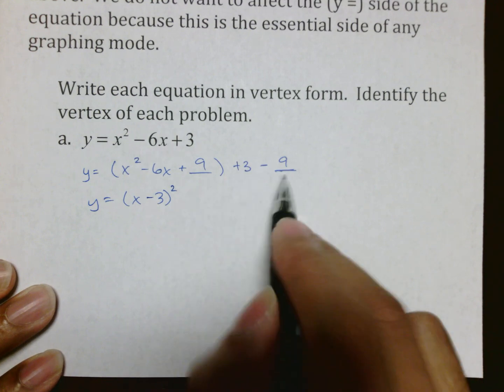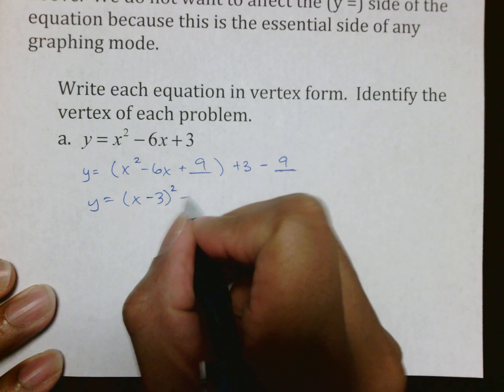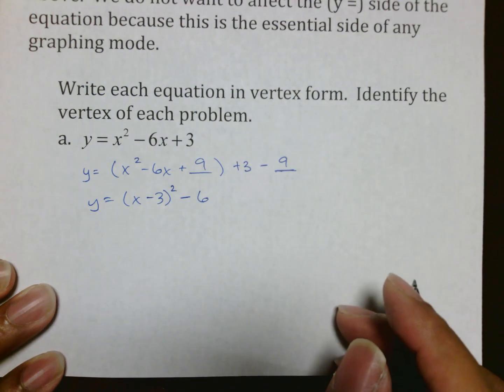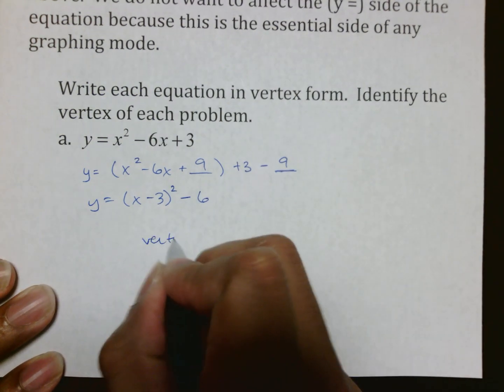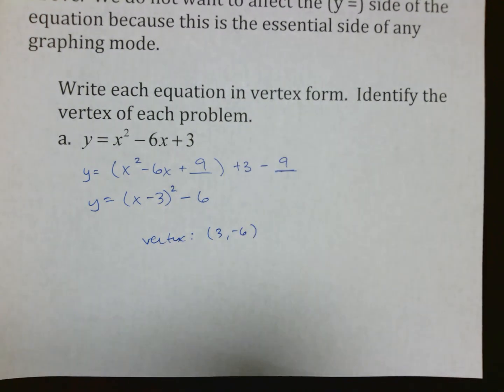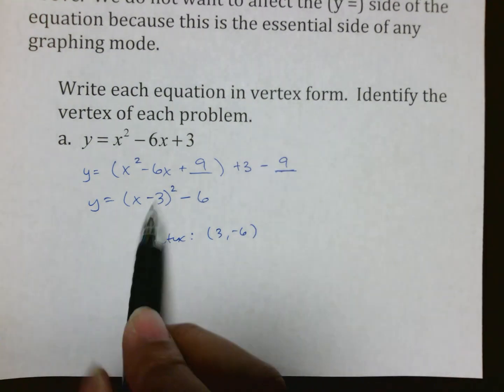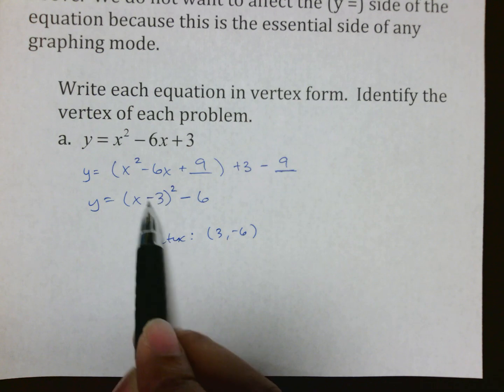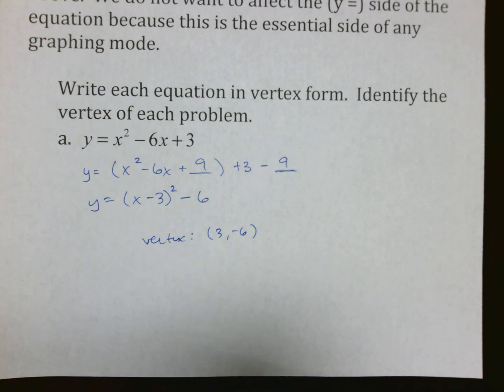Now I simplify these two parts. Positive 3, negative 9 makes negative 6. The vertex is 3, negative 6. Because if you remember from parent functions, that number switches, that number stays the same. Alright, so again, not tough, just make sure you are aware of what just happened there.